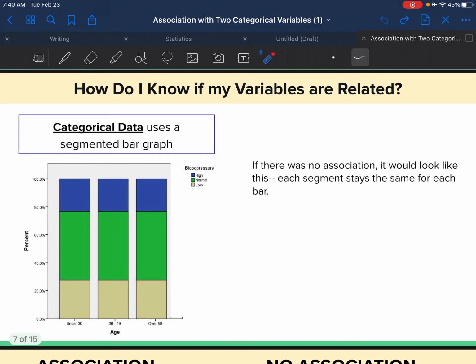If there was no association, it would look like this. Each of these segments are exactly the same each time. That tells me that your age is not important here. The percents are going to stay the same no matter what. So association, the size of your bars change. And no association, they all stay the same.